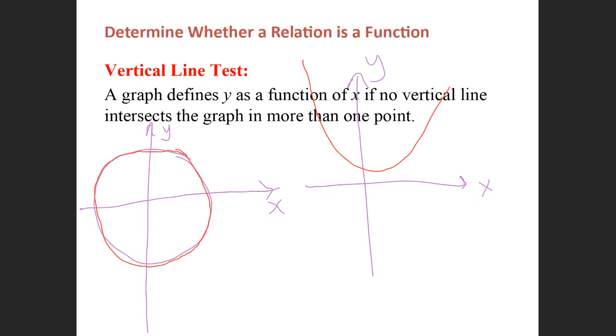So a graph defines y as a function of x if no vertical line intersects the graph in more than one point. Let us check the circle. You see, when I draw a vertical line, it intersects the graph in 2 points. And this violates the condition. If no vertical line intersects the graph in more than one point, this is a vertical line and it intersects the circle in 2 points. Therefore, this graph is not a function.